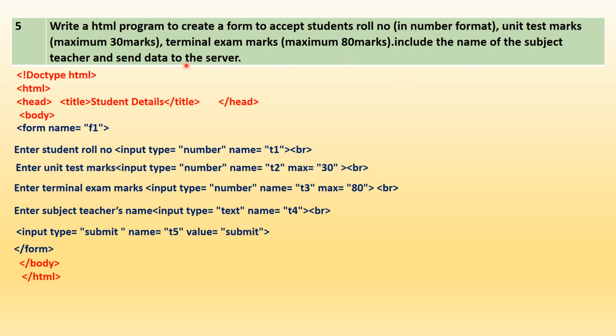Include the name of the subject teacher. So this is a text. Input type equal to text for the teacher's name and send the data to the server. For that, input type equal to submit, value given here is submit.